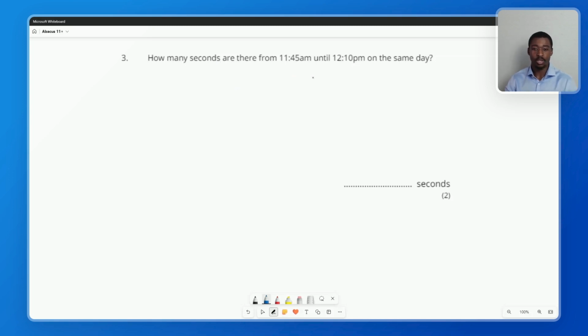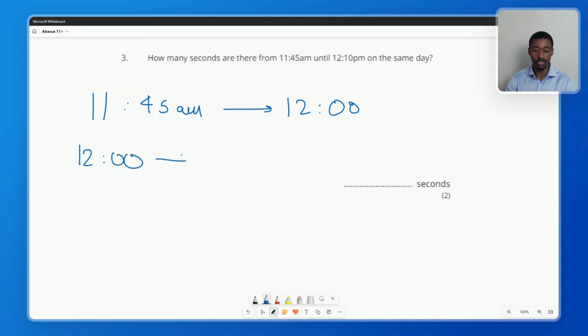silly mistakes. So to go from 11:45 to 12:10, the smartest way is to always break it up into pieces. Don't rush. So you have 11:45, then go to 12 noon, and then go from 12 noon to 12:10. So 11:45 to 12 noon, that's going to be 15 minutes. And then 12 to 12:10 is, of course, going to be 10 minutes. So overall, we have 25 minutes.